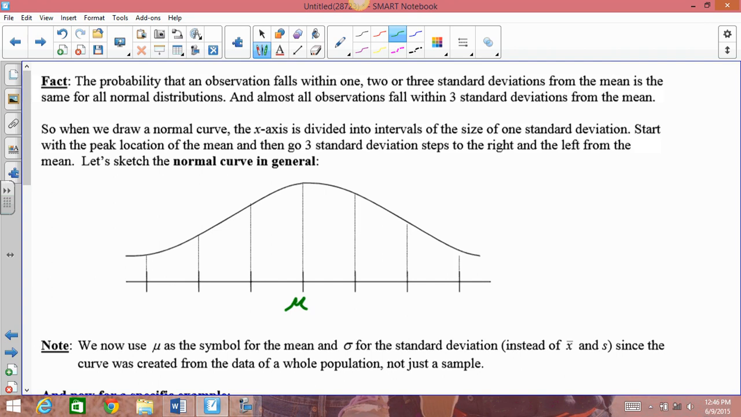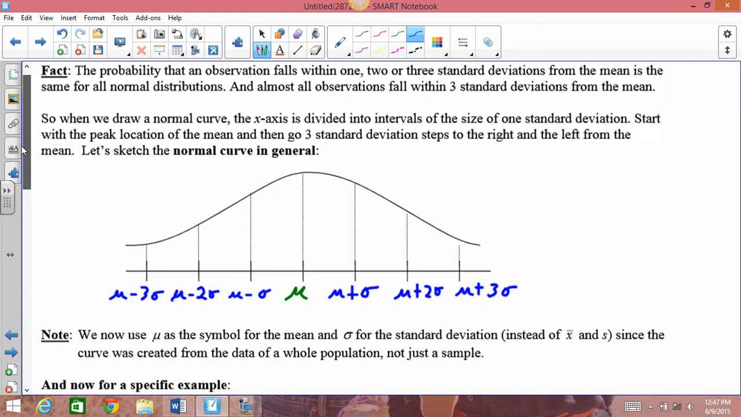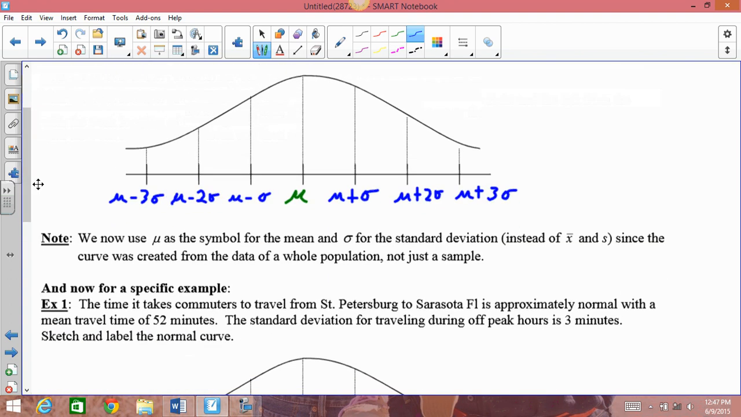Like you saw in the previous set of notes, 1 standard deviation above would be the mean plus 1 standard deviation. I'm just using sigma for standard deviation. 2 standard deviations, the mean plus 2 standard deviations. And then that third, the mean plus 3 standard deviations. You can go below the mean, and that would be the mean minus 1 standard deviation, mean minus 2, or mean minus 3 standard deviations. So that's what you're going to be looking at. I'm using mu and sigma here because I'm looking at the entire population instead of just a sample.